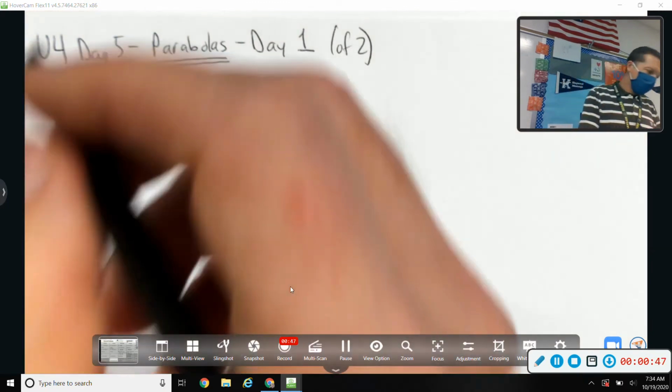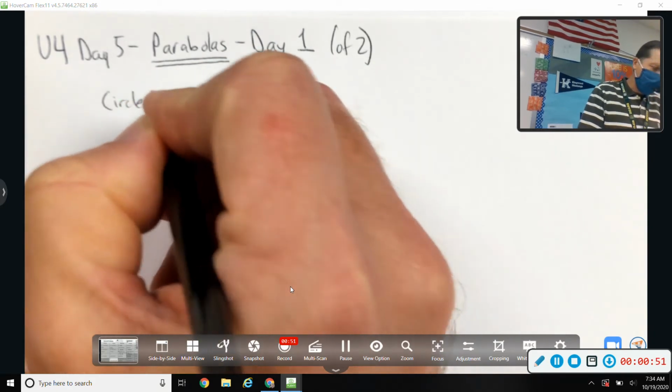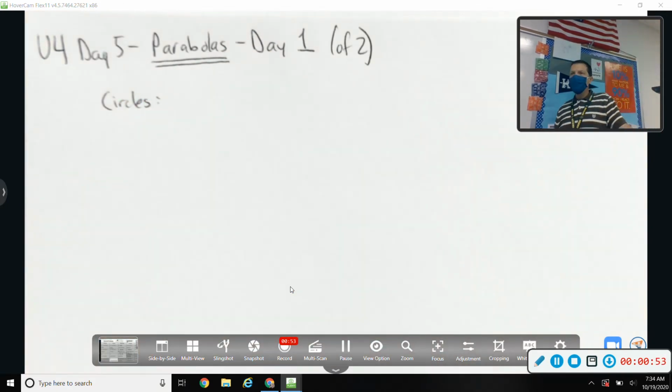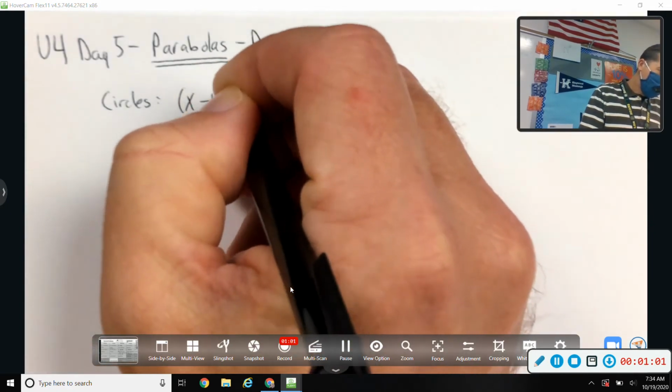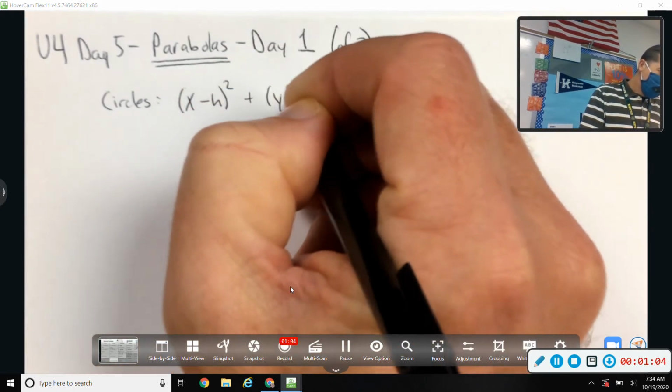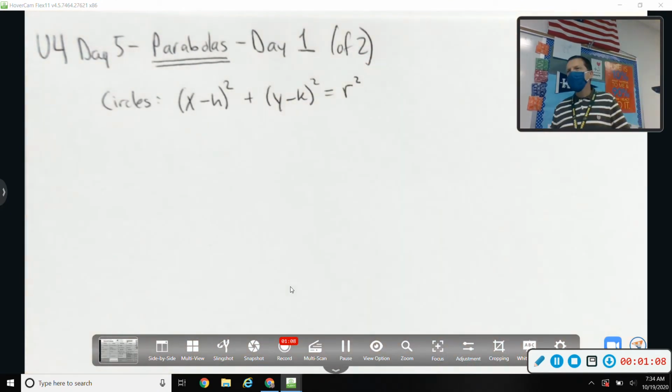You know what? Today's notes aren't really that long, so let's back up and review, because I think this will help lead us into parabolas. So let's just look at the equations for the previous ones we've done. We started with circles: (x - h)² + (y - k)² = r². It's kind of a giveaway that that's a circle because of the r for radius.